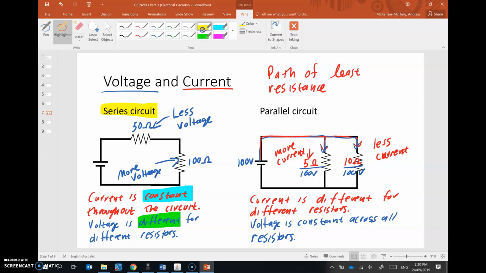So what we should note here is that things are switched around from series circuits where current was constant. It's voltage that's constant, and in a series circuit where voltage was different across different resistors, it's the current which is different across different resistors.